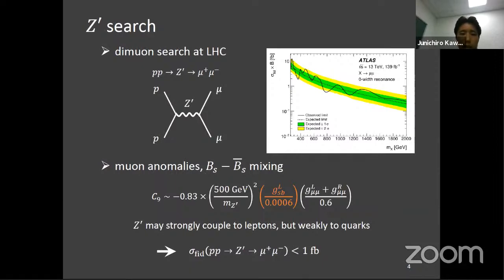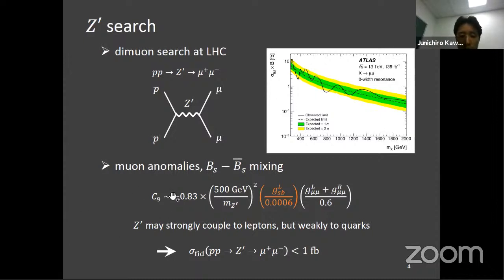As the first talk of this session, we should consider Z' searches, because these often give very strong constraints. For our case, the dimuon search may give very strong constraints because of Z' production with decay to dimuons. Here are the typical constraints. If the Z' boson decays like the Z boson, the limit is very strong, about 5 TeV, so 500 GeV may be excluded. But in our case, interestingly, for consistency with the anomalies and also the B_s-B_s bar mixing measurement, the coupling is predictively small.